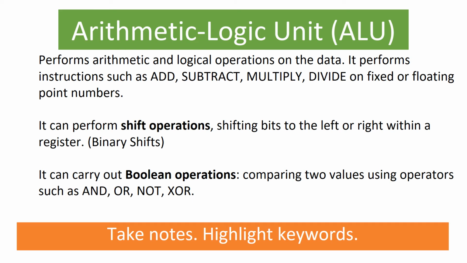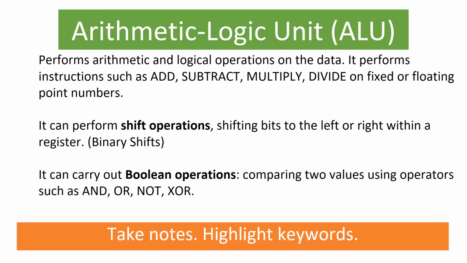ALU stands for the arithmetic logic unit and it can be found inside the CPU. It performs arithmetic and logical operations on data. That might be add, subtract, multiply, divide on numbers. These can be fixed or floating point. A fixed number is a whole number. A floating point number is a number such as 7.2 with a decimal place. It can also perform shift operations or Boolean operations.